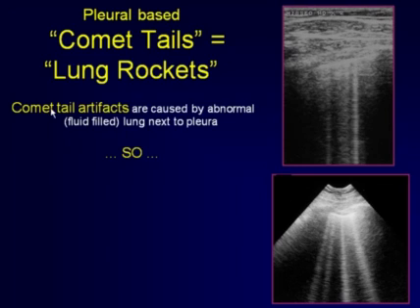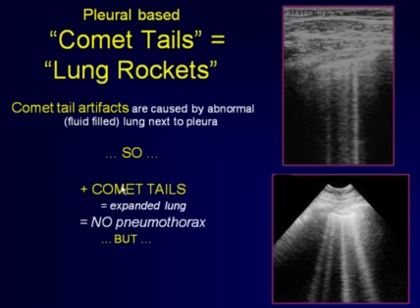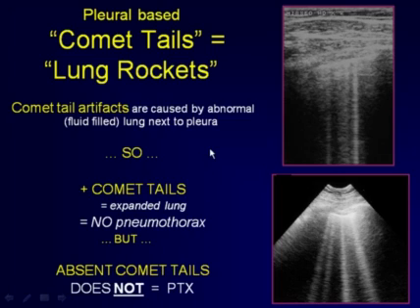So while comet tail artifacts are caused by abnormal fluid-filled lung next to the pleura, even though this is an abnormality with respect to the lung, it actually means there is no pneumothorax. So when you're focusing on whether or not there's pneumothorax, these things help you rule it out. But since many people have non-diseased lung, the absence of comet tails does not mean that you have a pneumothorax. So presence of comet tails means that you can rule out pneumothorax.